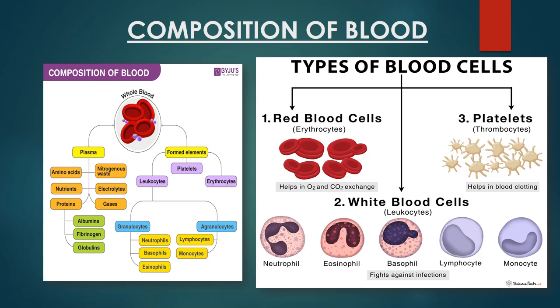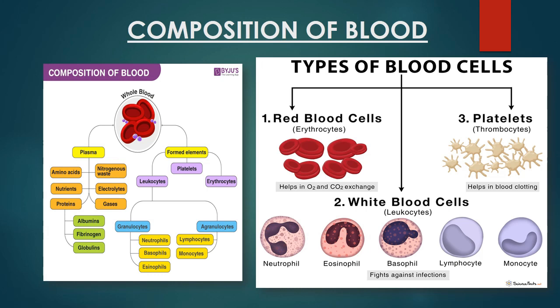Now in figure B, here I have shown you function of each and every cell. For example, your red blood cells, they help in transport of O2 and CO2, that is O2 and CO2 exchange. The platelets, they help in blood clotting. The hemostasis that I mentioned, there the platelets work.